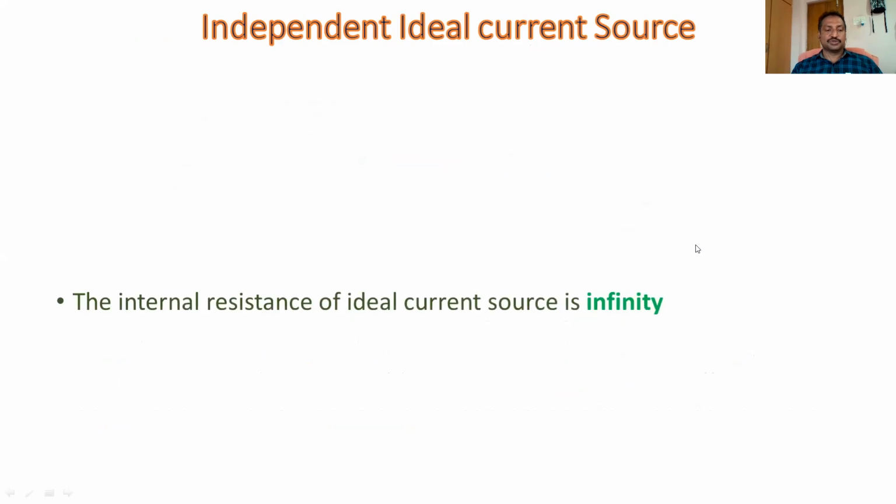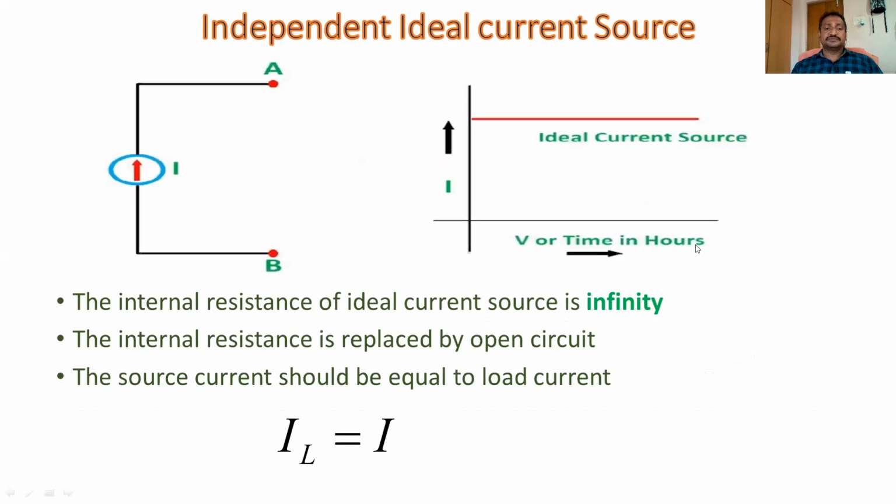Similarly, the independent ideal current source. Let us define what an ideal current source is. Here we remember the internal resistance of an ideal current source is infinity. So whenever the internal resistance is infinity, I is equal to V by R, and anything divided by infinity becomes zero. Therefore, current is zero. In which circuit is current zero? Open circuit. So therefore, the internal resistance Rs should be open. We are not connecting Rs here.